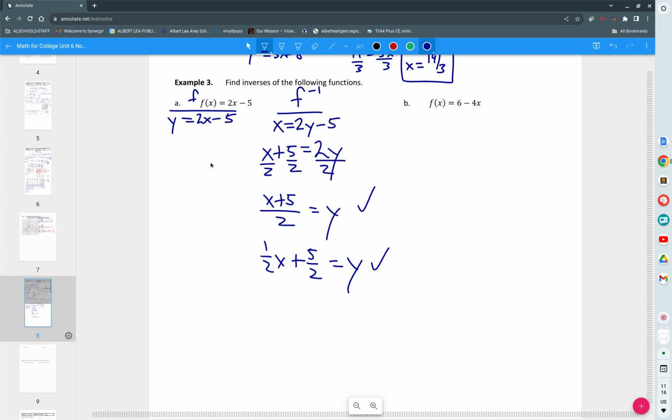So it turns out that function f is y equals 2x minus 5. F inverse is y equals 1/2 x plus 5/2. Those are inverse functions of each other. What I would like you to do is go ahead and find the function inverse for 6 minus 4x.